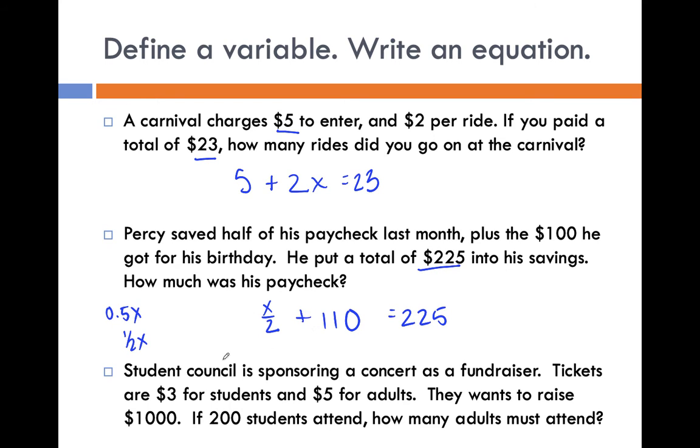And for the third one, $3 tickets for students, $5 for adults, $1,000 is the total they want to raise. 200 students attend. How many adults must attend? This one's a little tricky because there's a bit of an extra step in there. You actually have to multiply $3 per student times 200 students to get the total amount raised by the students. So that's $600 for the students plus $5 per adult times X adults equals $1,000 total.